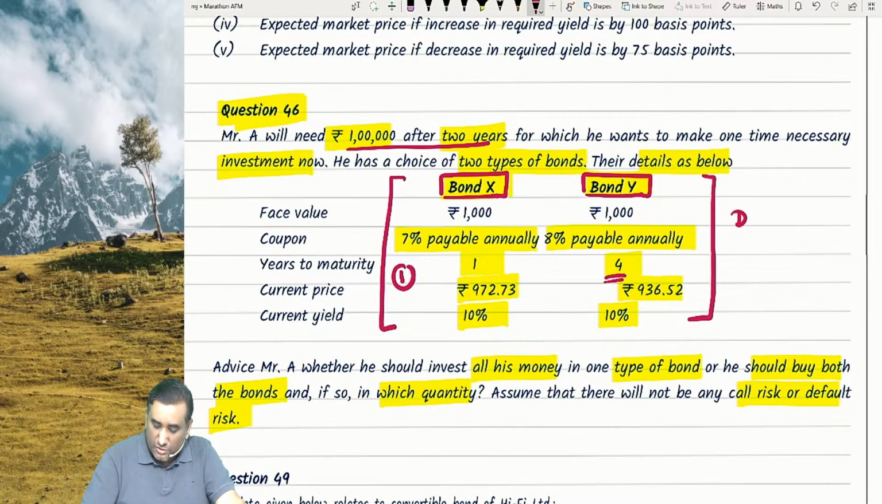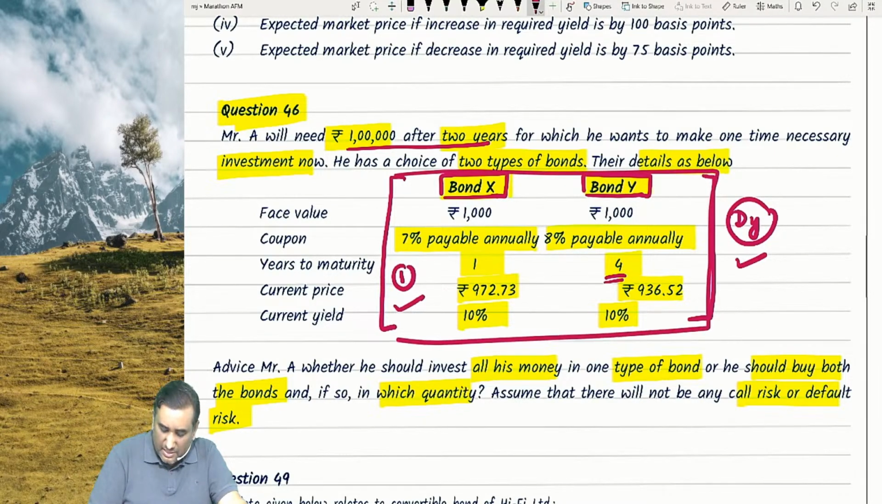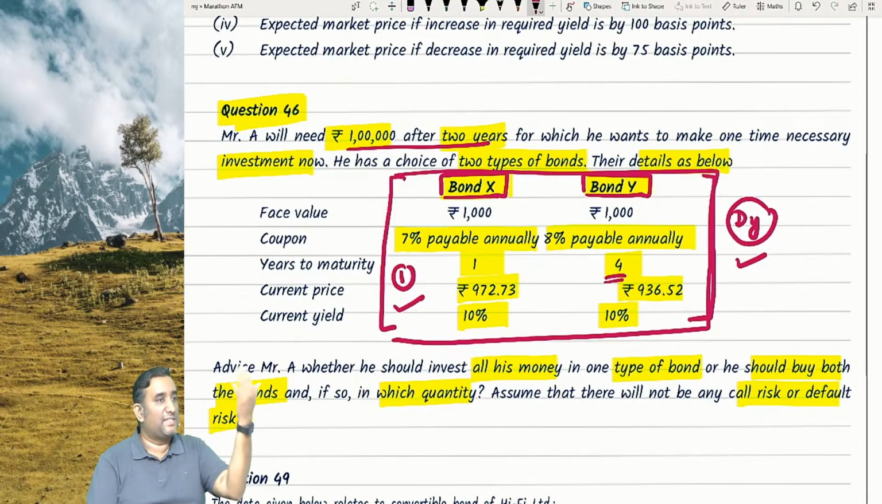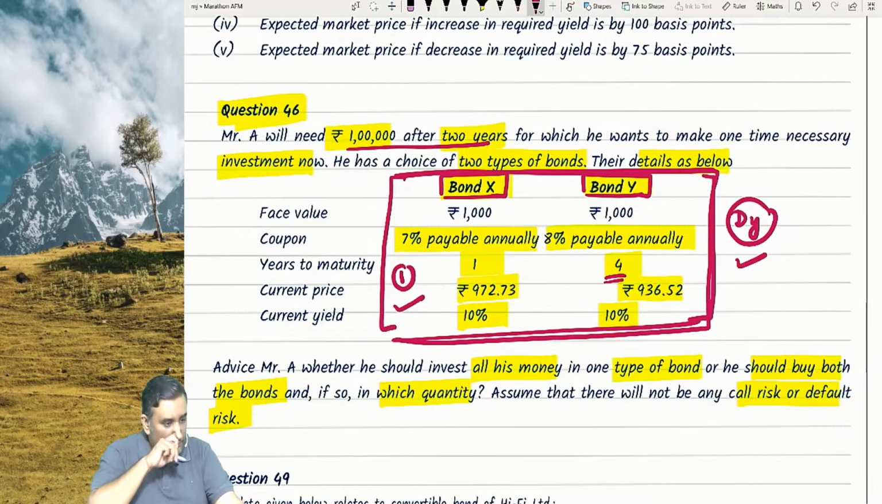We'll calculate the duration of Y and we'll multiply the average of this into the average of this, which should be equal to the duration of a liability. Basically, these are my assets. I need to invest in either one of them or both of them in such a proportion so that as and when my liability arises after 2 years, the average of these two should be equal to 2 years. For example, since this is a 1 year bond, the duration of the asset will come 1 year. That means this bond will give me money back in 1 year.